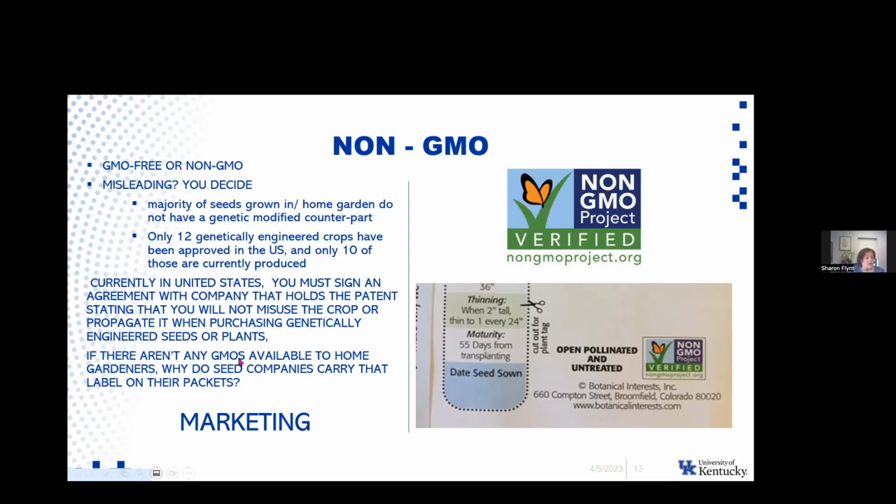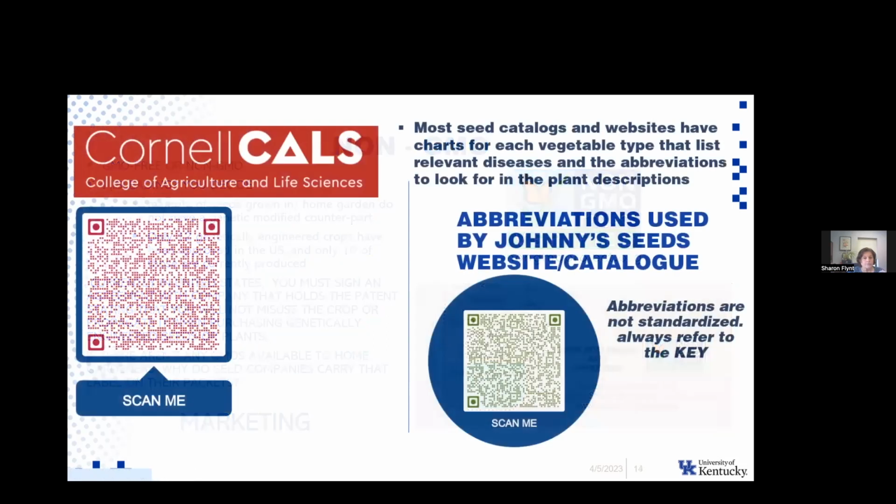So if there aren't any GMOs available to home gardeners, then why do seed companies put that on their label? It's sort of the same thing as gluten-free in some of our foods. It's marketing. A lot of people think, GMO, bad thing. They don't really know specifically all the information that they need to know about it. They just know that's a bad thing. So if they see something that says non-GMO, then it's like, okay, that's safe. And all of that really boils down to marketing by the companies.